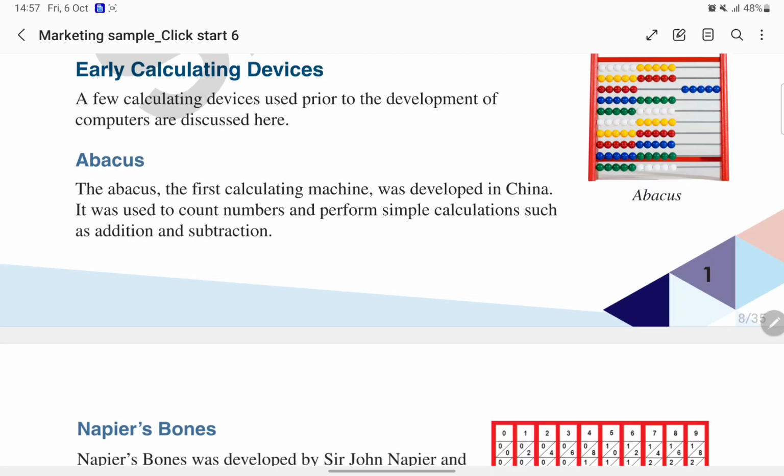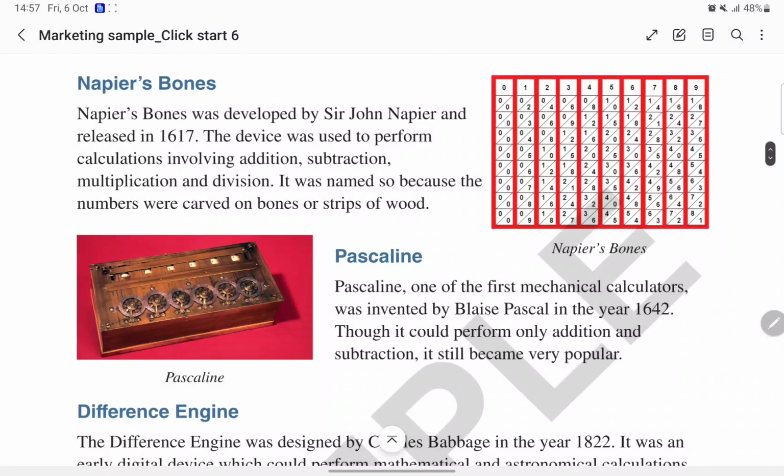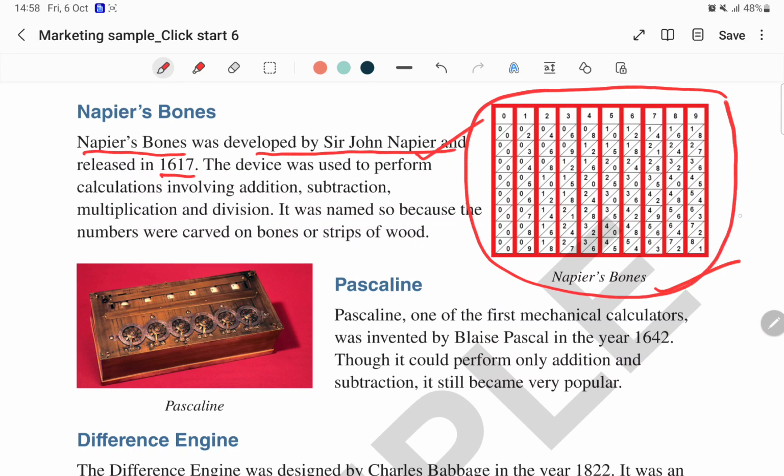Now the next device is Napier's bone. So what is Napier's bone? Napier's bone was developed by Sir John Napier in 1617. This figure shows us Napier's bone, and this is also one of the earlier calculating devices, which was used to calculate things or objects.